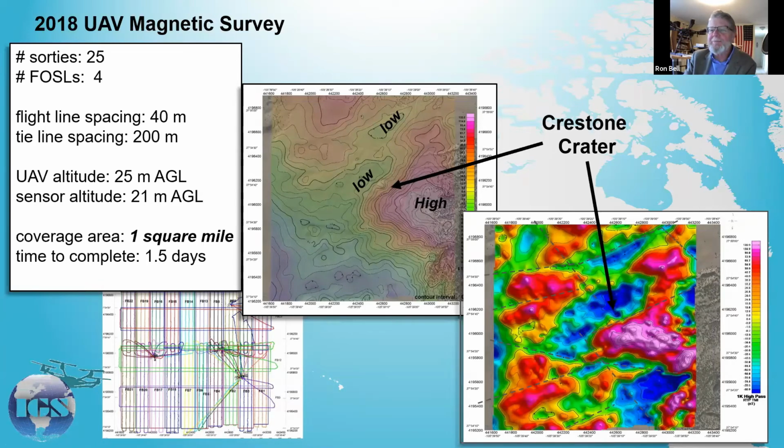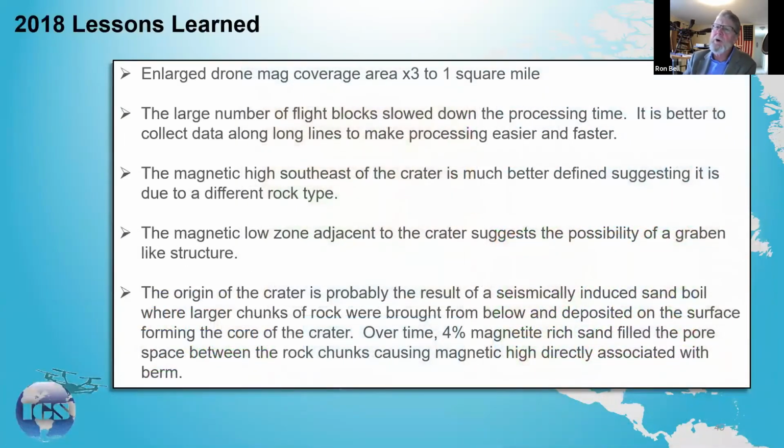That led to, in 2018, enlarging the area to do 1 square mile. It took us longer, but we covered quite a bit more territory than we did in 2017. We did a large number of flight blocks, which actually slowed down the processing time. And from that point, I learned that it was better to reduce the number of flight blocks, or actually fly much longer lines, and not have to try to stitch these individual flight blocks together and get them all to level up properly.